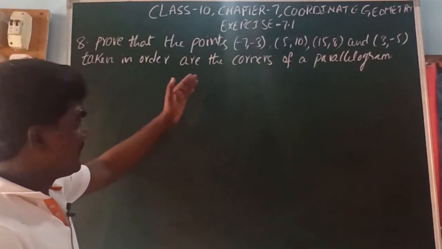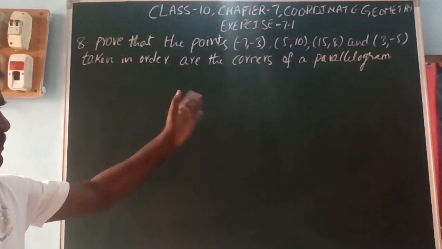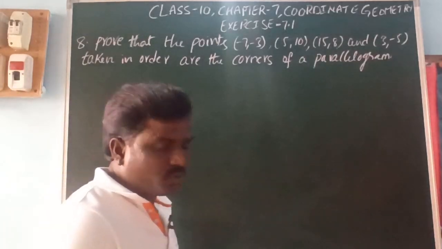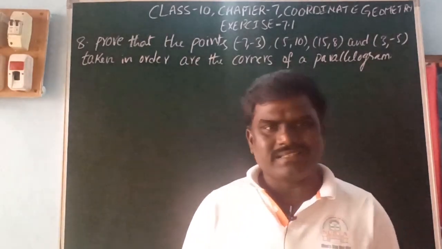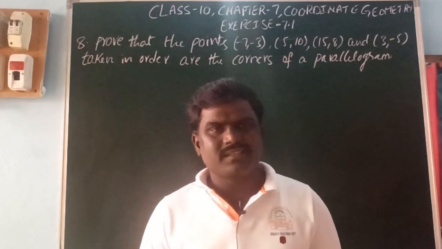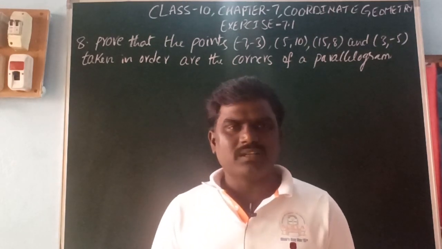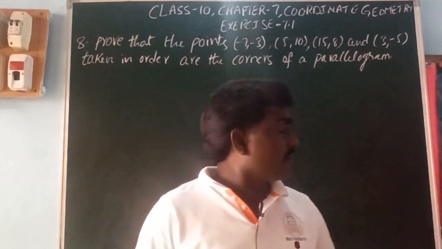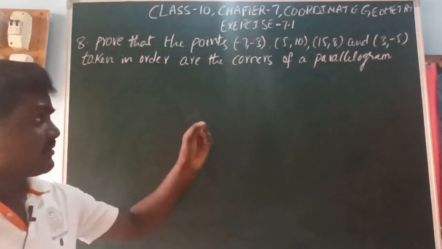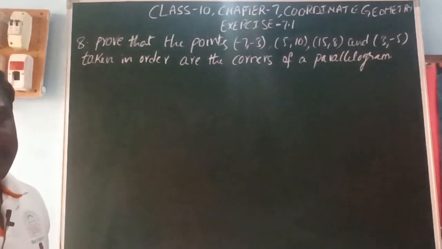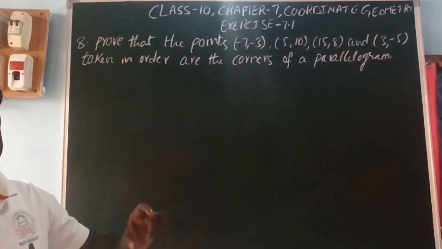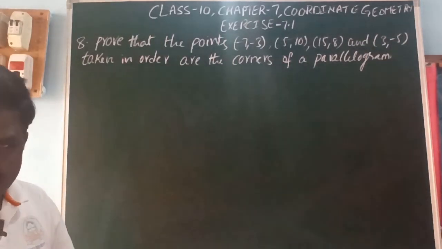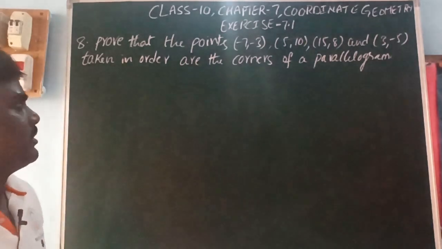So here they are asking whether these 4 points form a parallelogram or not. So how can we prove it? First find the sides. In a parallelogram the opposite sides are equal, and the diagonal lengths are not equal. Side means the distance between 2 points in a plane surface. That is called a side or edge.